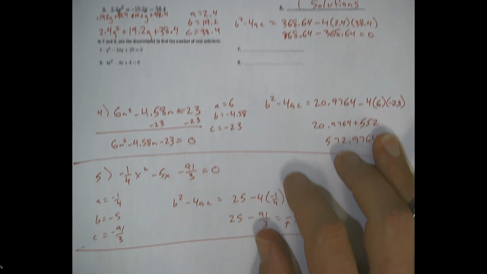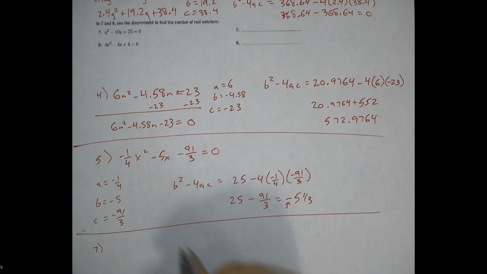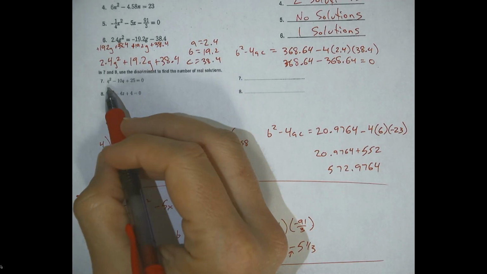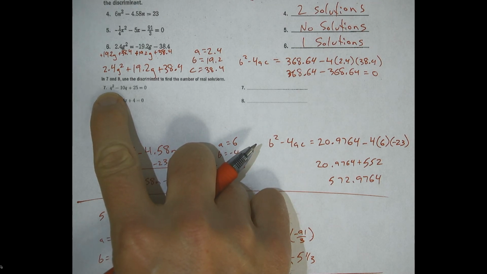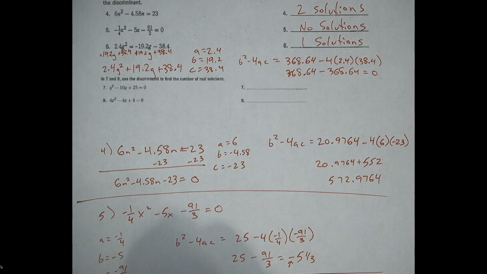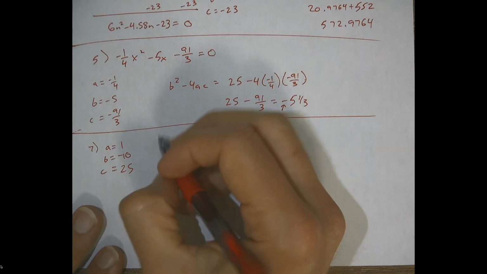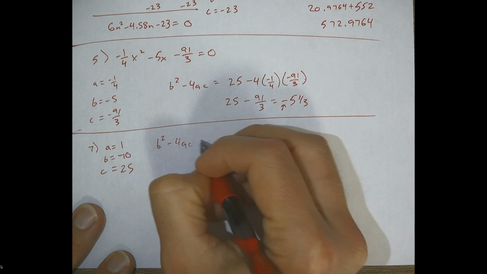Okay, number 7, I'm going to squeeze in here at the bottom. And again, notice all the work I'm showing. So that is what I should be seeing from everyone. When I look at this, it's already in standard form, so I'm going to jump straight to identifying my A, my B, and my C. So A is going to be 1, B is going to be negative 10, and you can't see it there, and then C is going to be 25.